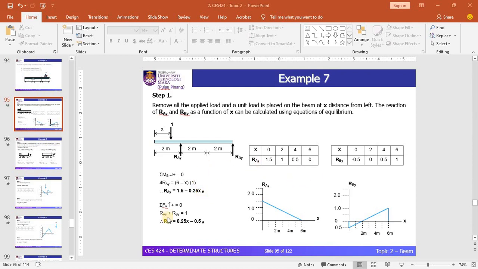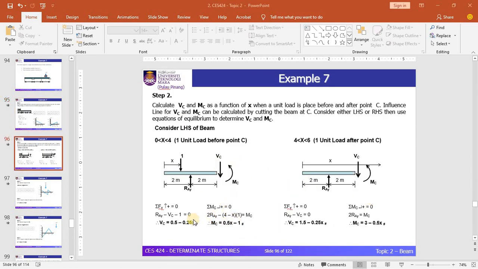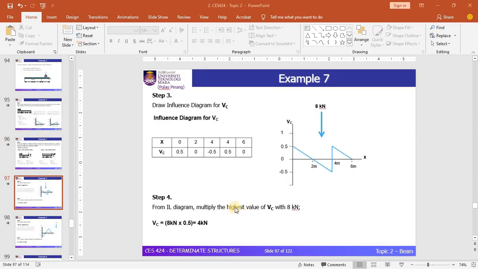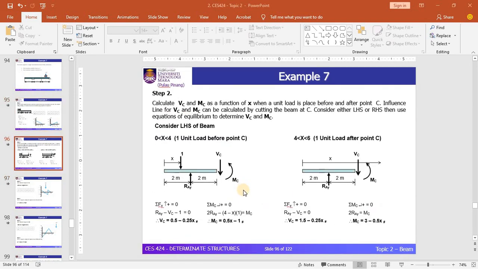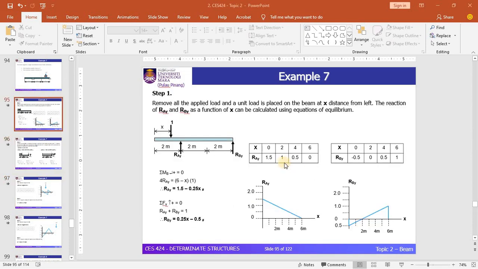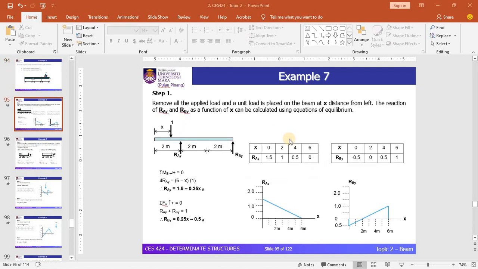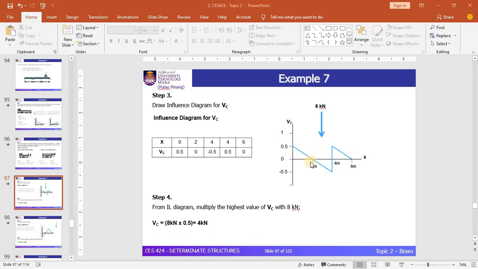So this is the support reactions and this is the diagram that we have seen before. I don't want to discuss it in detail because we have done it before. I would like to focus on how we can apply the ILD diagram for shear and for moment in order to find the maximum positive value of shear and moment at point C. Let's take a look at the ILD for shear force. So this is the ILD for shear force diagram.